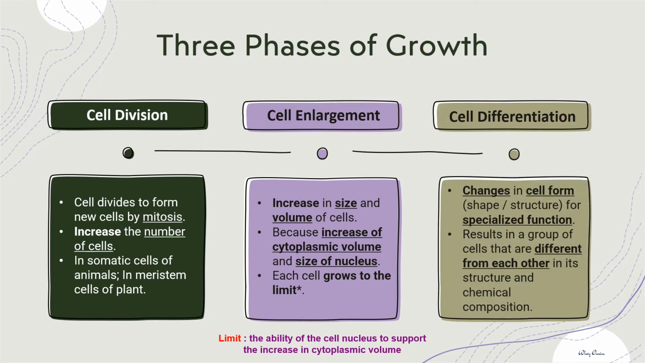The last phase is cell differentiation. It means that we notice changes in the shape or structure of the cell because they need to show different function. So it produces the result that in one organism there are different types of body cells, or in a plant there are different types of plant cell. Each of them has its own function.